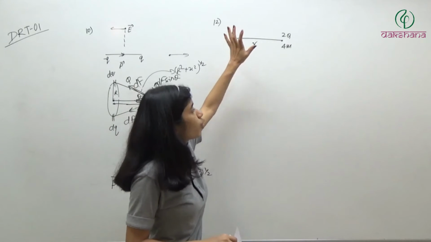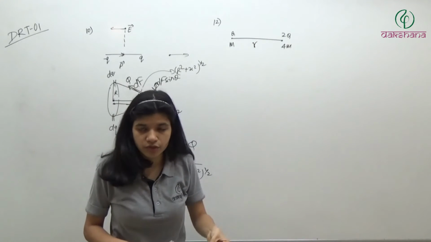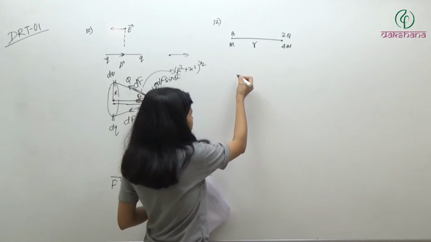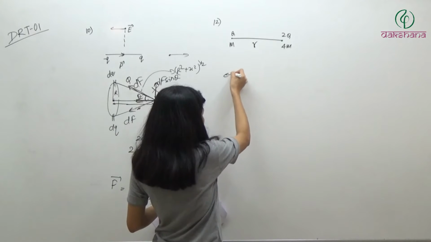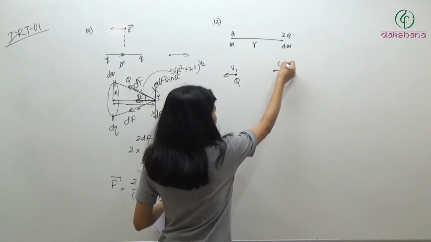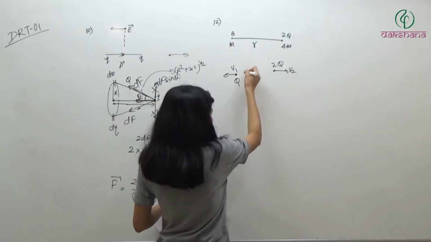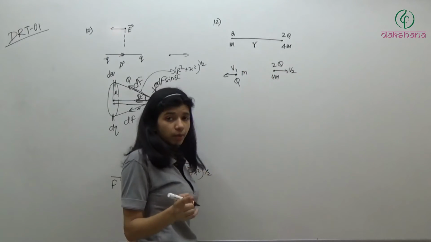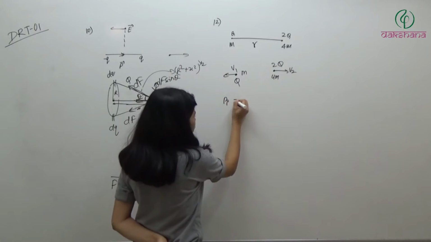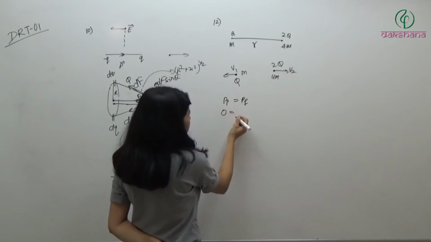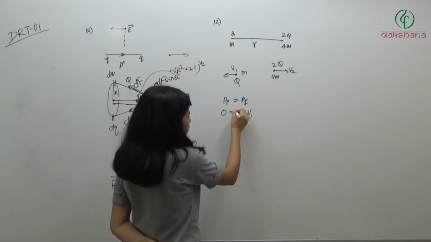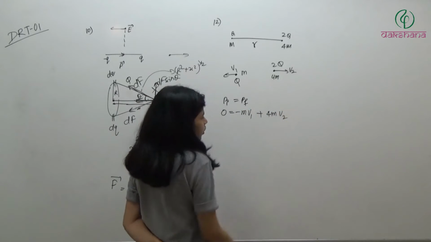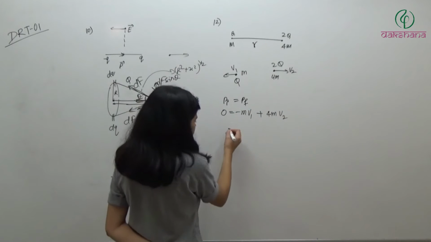Initially they are saying both are released from rest, which means the initial momentum of the system was 0, and the final momentum should also be 0. So let's say when they are at infinite separation, Q has some velocity v1 in this direction and 2Q has some velocity v2 in this direction. Its mass is m, its mass is 4m. So first we'll apply the momentum conservation. So P initial is equal to P final. P initial was 0, P final is minus mv1 plus 4m into v2. So from here what are we getting?